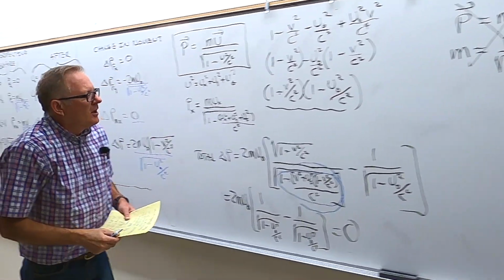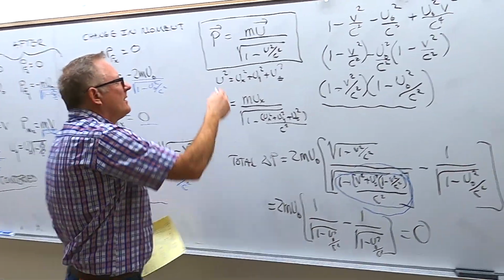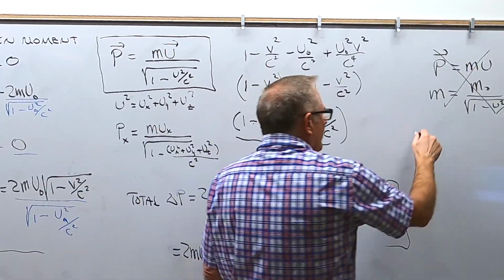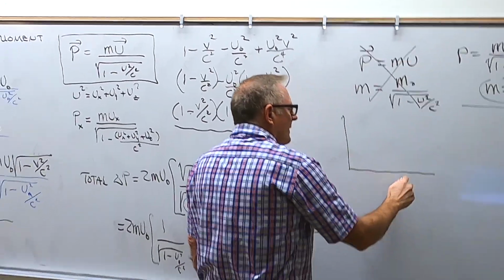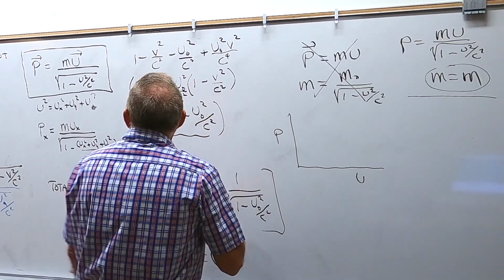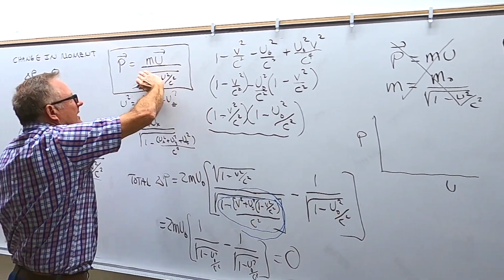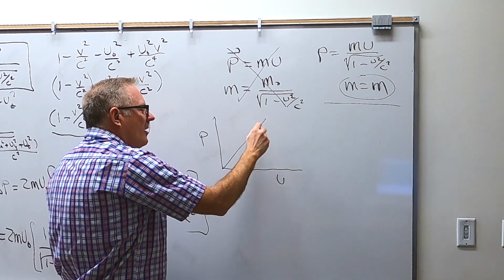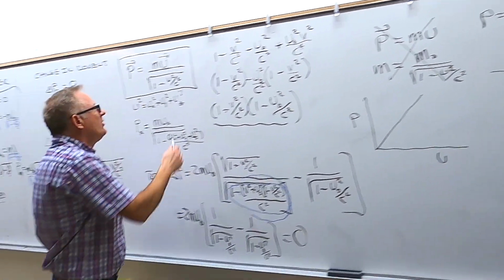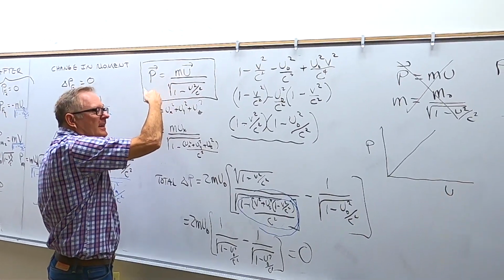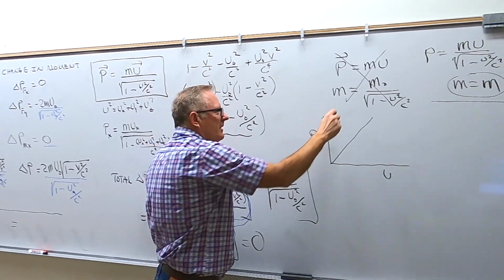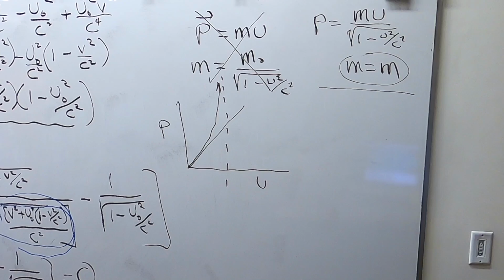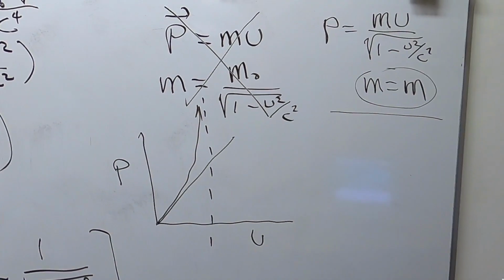Now, since we have this equation right here, you notice if you were to plot P versus U, this is U and that's P, without this factor it's just a straight line. But we can see that when U gets up to the speed of light, you're going to get an asymptote. So really what it should look like is like that. That's what it's going to do.